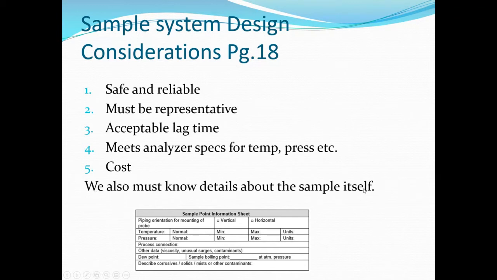Now, we also have to know some details about the sample itself, and you'll find sometimes, depending on your organization, you may have something like this sample point information sheet, which will give you some valuable information that deals specifically with the sample. We can use that in conjunction with the analyzer requirements to make sure that we pick all the proper hardware required to get a representative sample from the process to the analyzer in a safe and representative fashion.